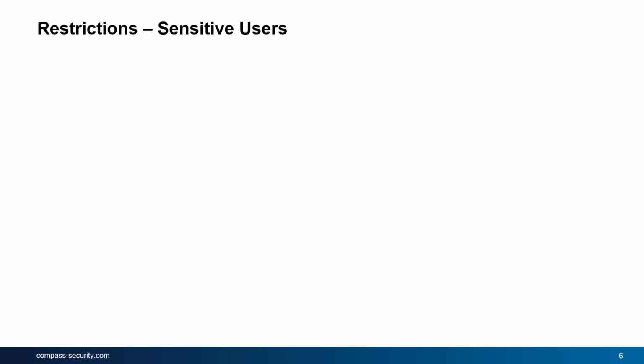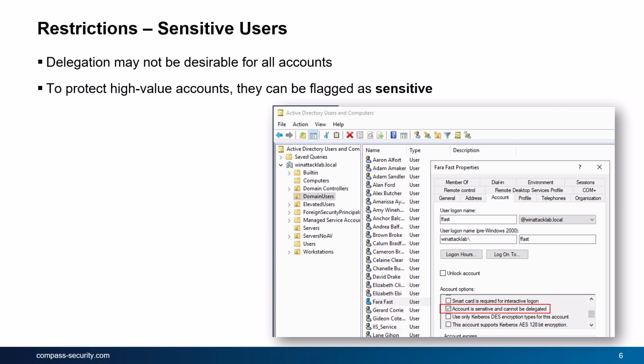Now, there are certain restrictions that apply to the delegation mechanism. The first one is a mechanism called sensitive users. You might not want delegation to occur for all your accounts within your domain, especially high privileged user accounts. You can prevent delegation of those accounts by flagging them as sensitive. It's just a setting that you can configure within, for example, the Active Directory Users and Computers configuration panel, and tick this box on any given account to mark it as sensitive.